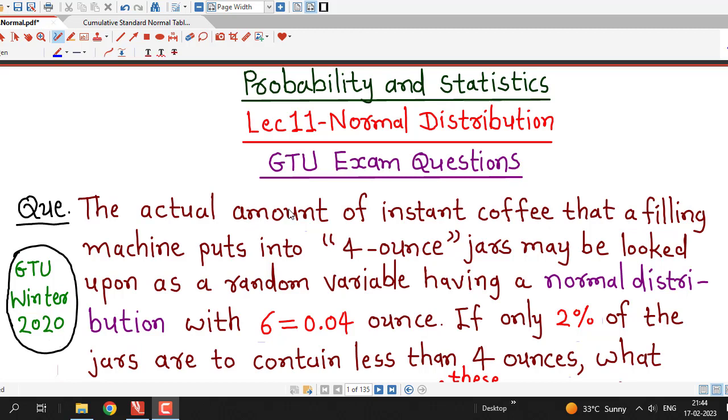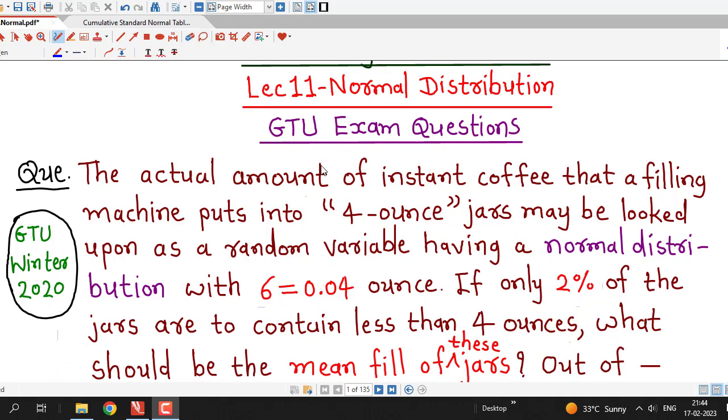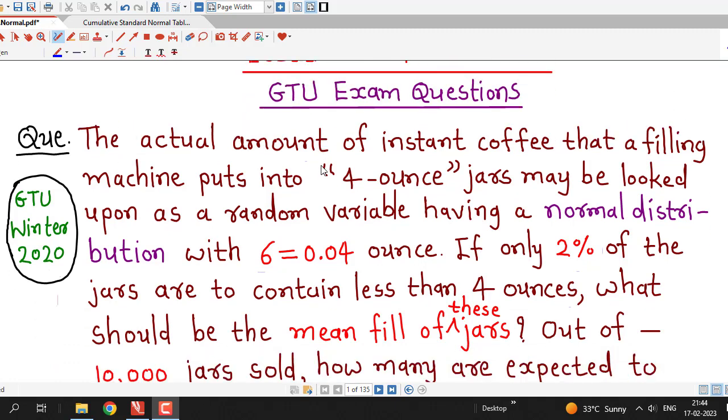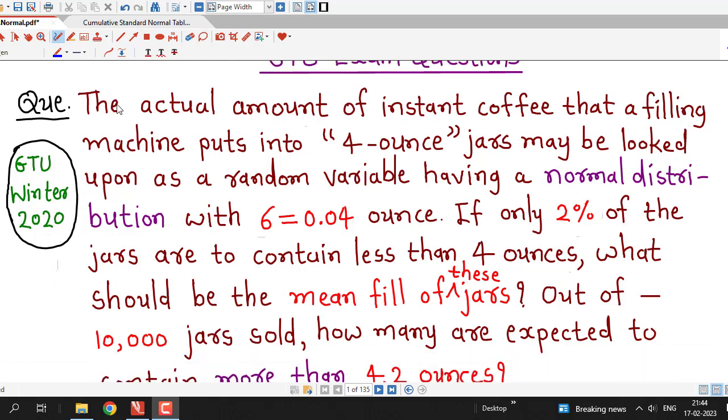Hello friends, I welcome you in lecture number 11 on normal distribution. In this lecture, we will discuss one more question on normal distribution which was asked in GTU Winter 2020 exam. First, we understand this question.